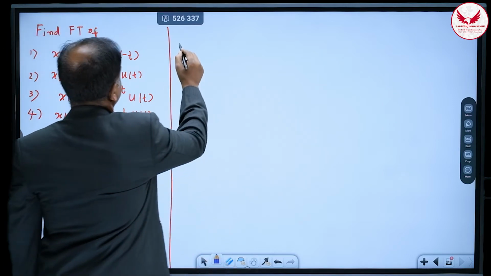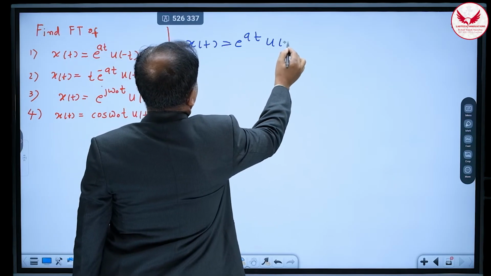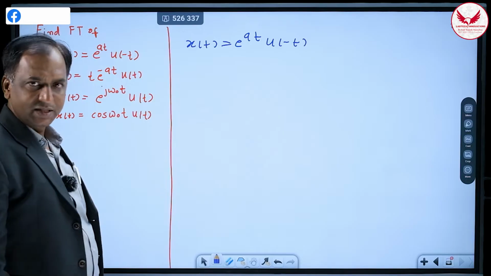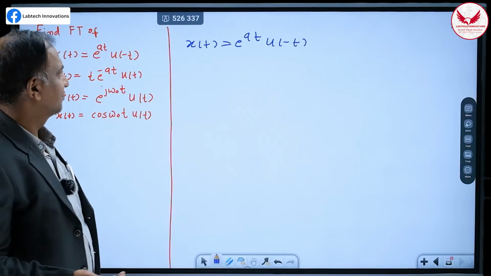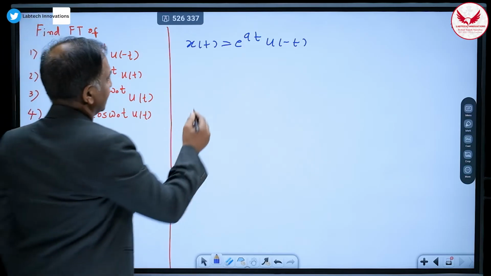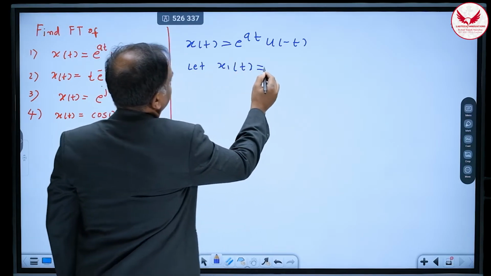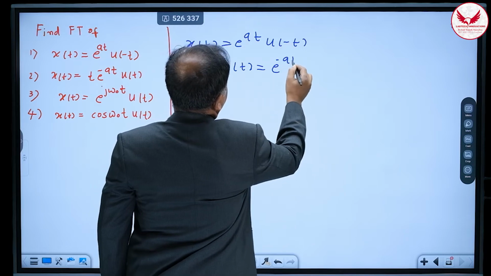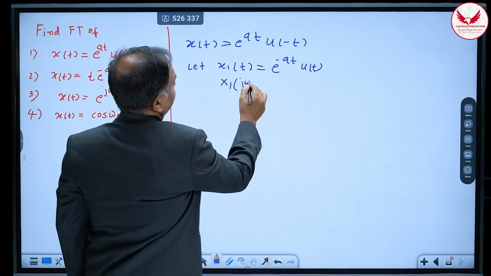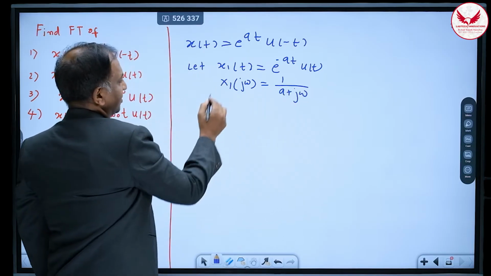The first problem is x of t is equal to e raised to at u of minus t. If you look at this problem, e raised to at u of minus t is the time reversal signal of e raised to minus at u of t. Already we know the Fourier transform of e raised to minus at u of t. So you can write x1 of t is equal to e raised to minus at u of t. The Fourier transform of this we know already, x1 of j omega is equal to 1 upon a plus j omega.